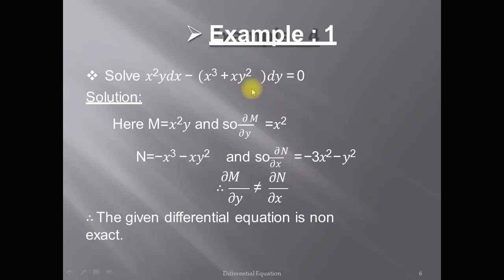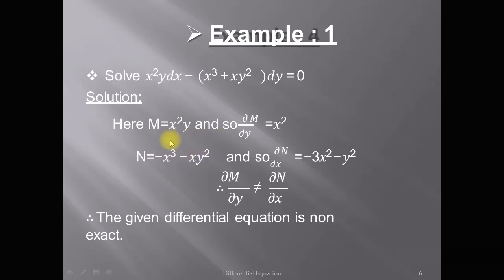For example, we have a differential equation (x square y) dx minus (x cube plus xy square) dy is equal to 0. First of all, check whether this differential equation is exact or non-exact. The coefficient of dx is M is equal to x square y, and the coefficient of dy is N is minus x cube minus xy square.